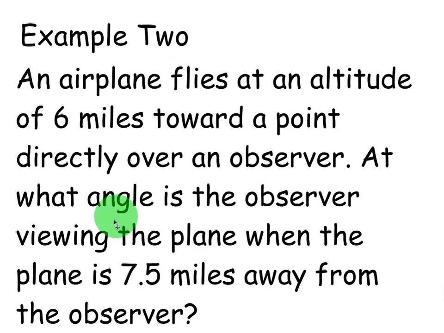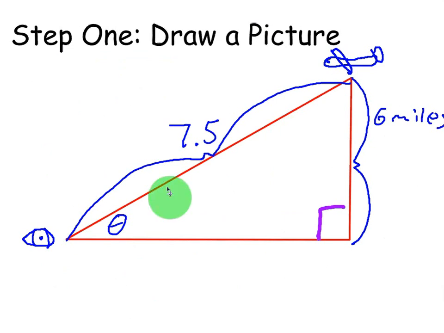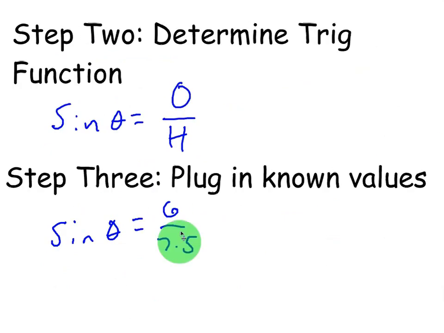This was the question. You can pause and read it yourself; we've already read it before. Here is the diagram. Again, we've drawn this and done this in the previous lesson on drawing pictures. We set this up in the last lesson. So in this one, we have sine of theta equals 6 over 7.5. So again, since you're solving for an angle, we will be using the inverse trig function.